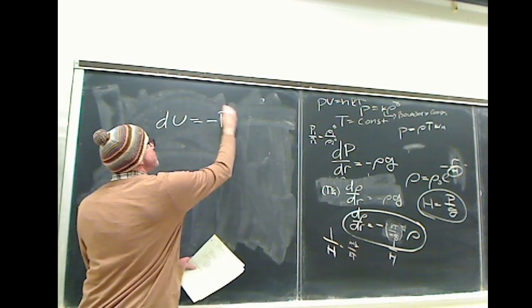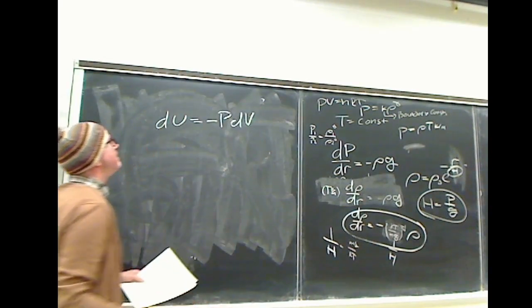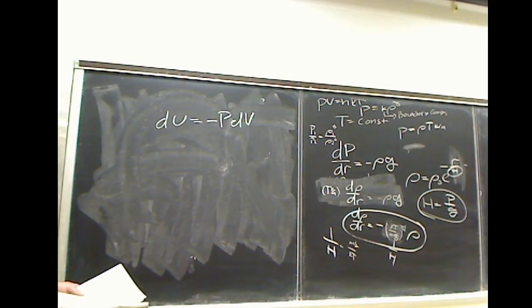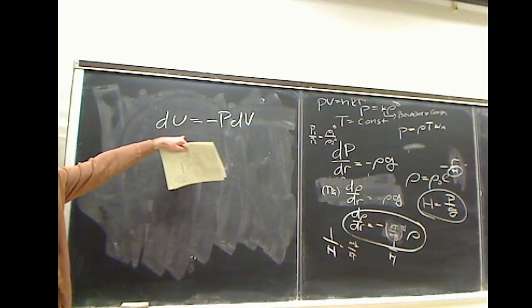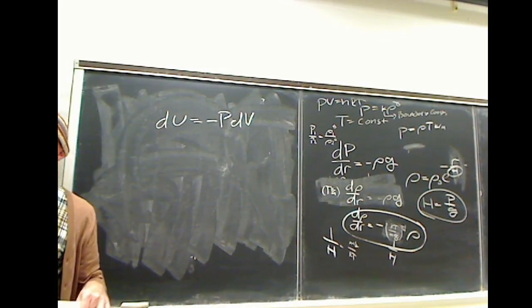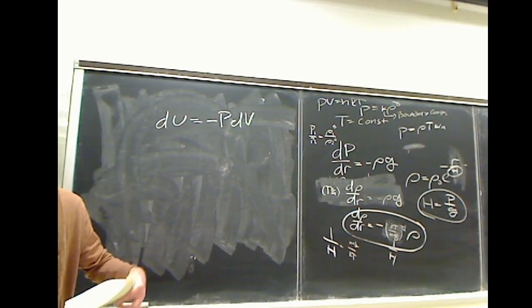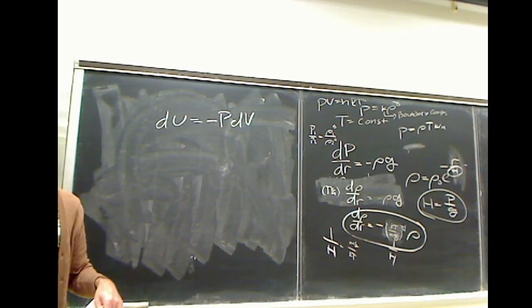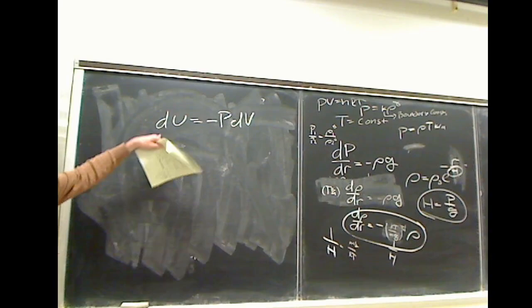dU equals minus p dV. Why can I say this? Well, dU is dQ minus p dV, but this is an adiabatic process. So now I've got an adiabatic process, so dQ is 0. Okay, so dU is just minus p dV.